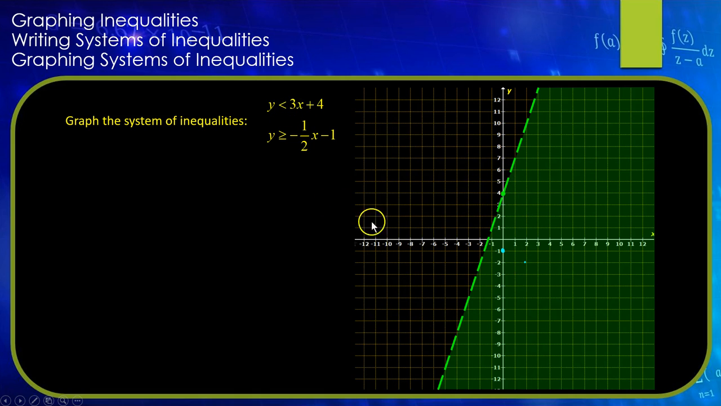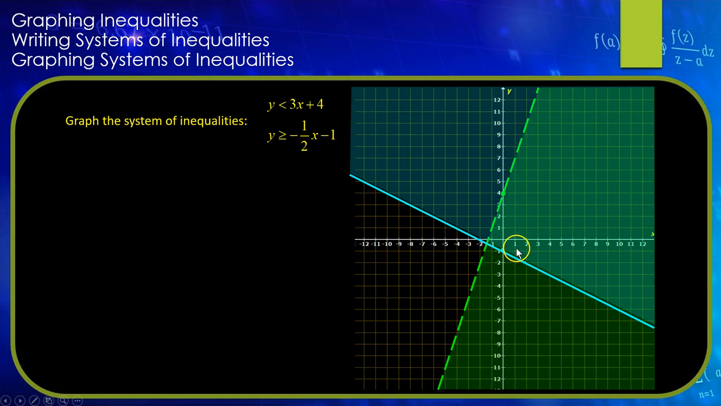For y is greater than or equal to negative 1/2 x minus 1, I'd be graphing this. Again, y-intercept of negative 1, slope is negative 1/2, so down 1, right 2, or up 1, left 2. And as you can see, it's a solid line because it does have an equal to, and because it is greater than, I'm shading above it.